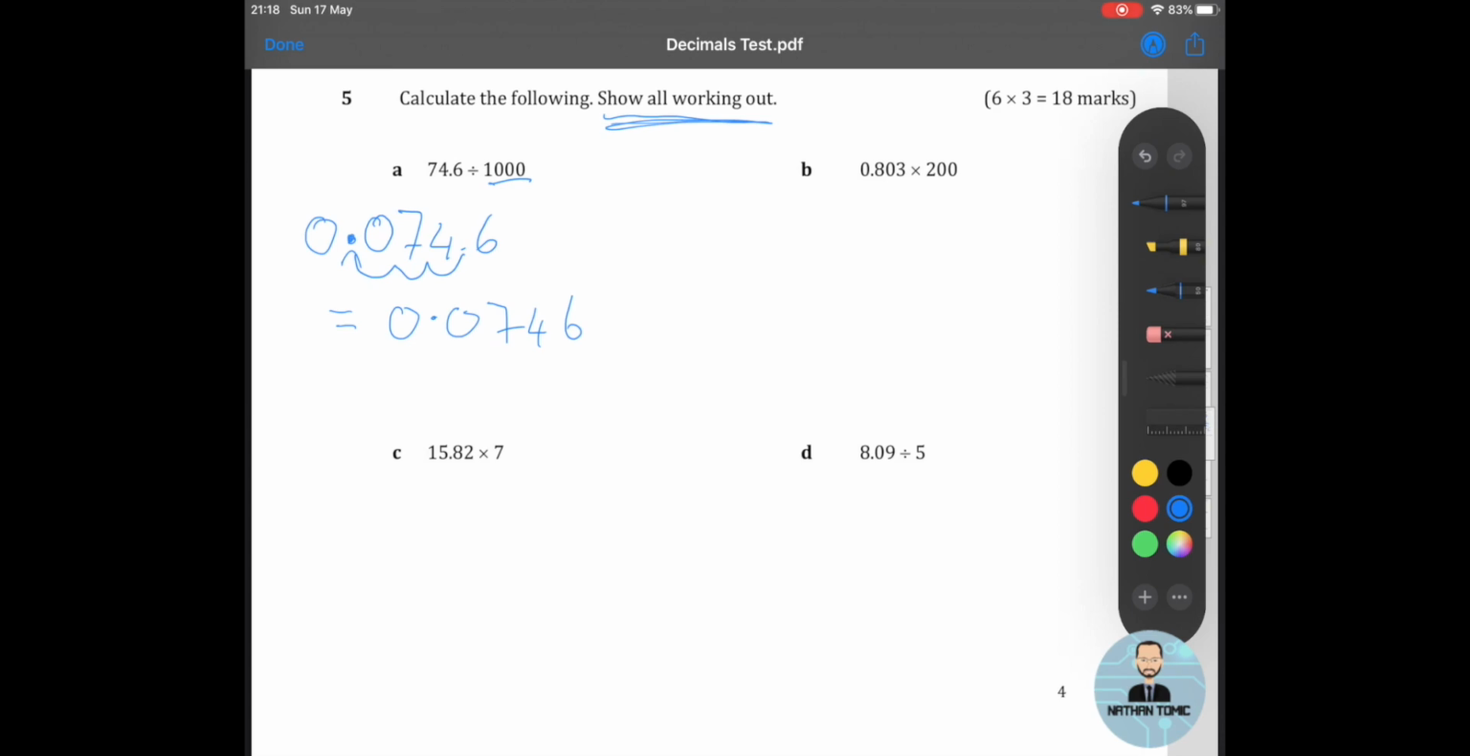Now, the B question, 0.803 times 200. Couple of ways you could have done that. Of course, you could have done a normal multiplication, so just ignore the decimal point, multiply it like normal and put the decimal places back in. Nothing wrong with that, but we can do it a little bit more quickly because again this is a factor of 10. So, a multiple of 10, I should say.